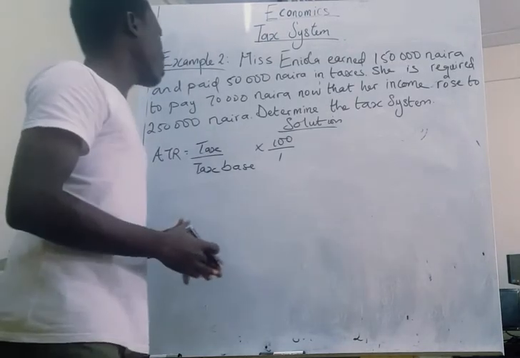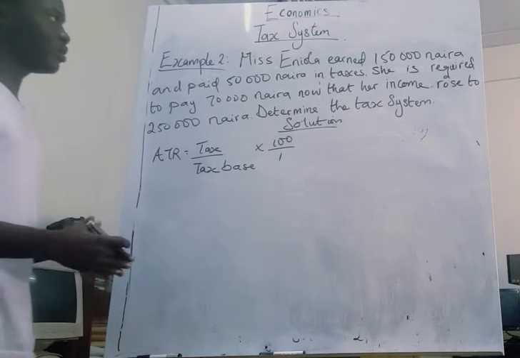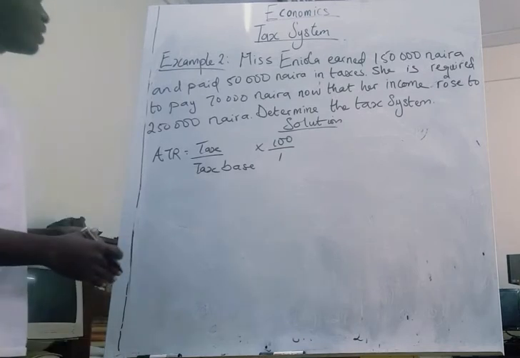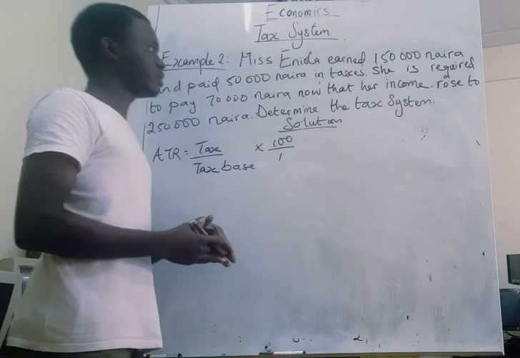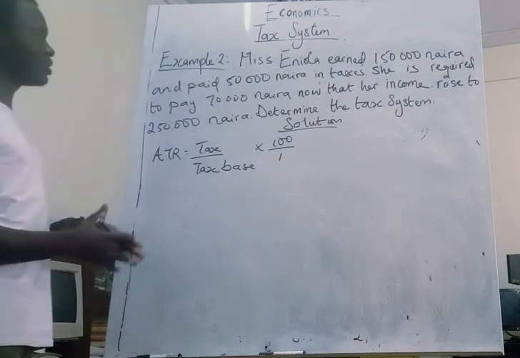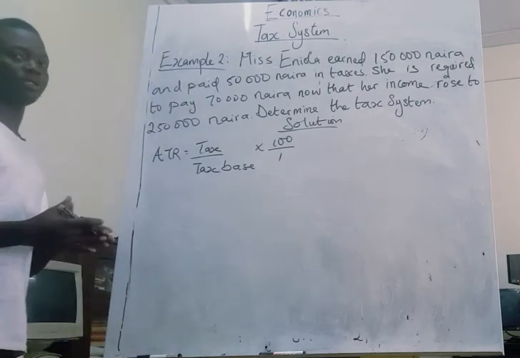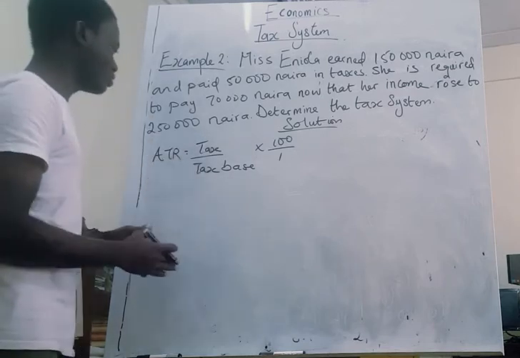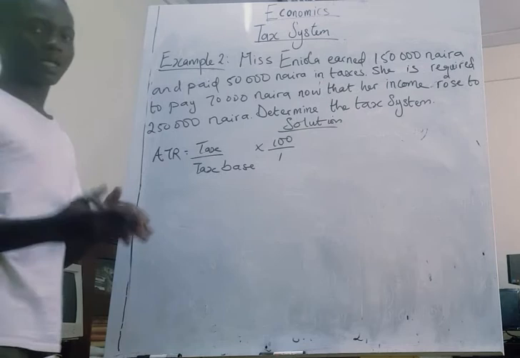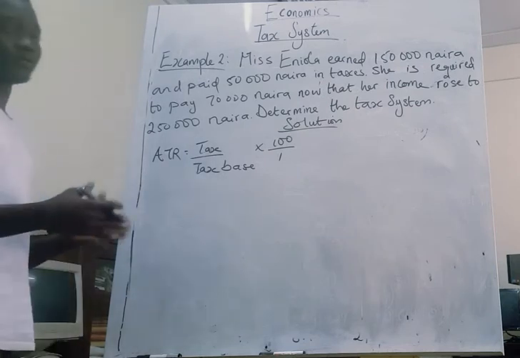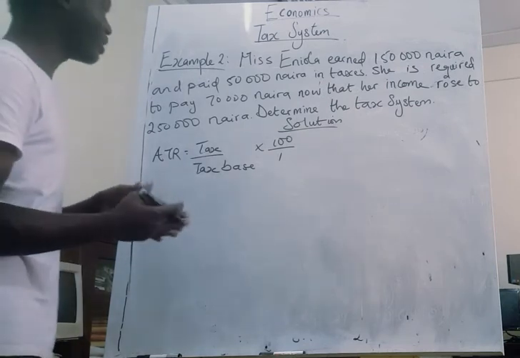We have a new example. Miss Eniola earned 150,000 naira and paid 50,000 naira in taxes. She is required to pay 70,000 naira now as her income rose to 250,000 naira. Determine the tax system. So what are we going to do? We will get the average tax rate, the first one when our income was 150,000, and then the second one when our income has risen.